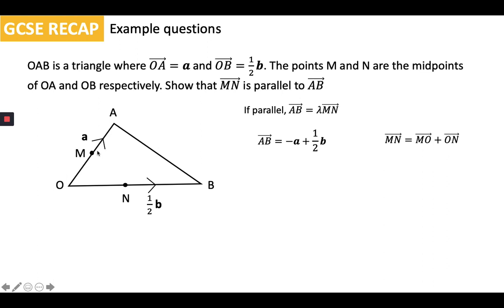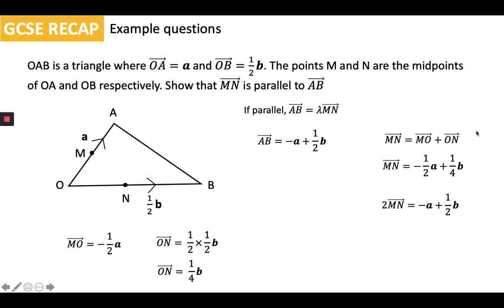MN, which is slightly more difficult, is M to O, O to N. Now I'm told they're midpoints. So M to O is going to be negative a half A, because it's halfway between A and O, and that's negative A. Now O to N is halfway along this, so halfway along the vector half B. So it's a quarter B. Now these can be substituted into my expression: negative a half A plus a quarter B.